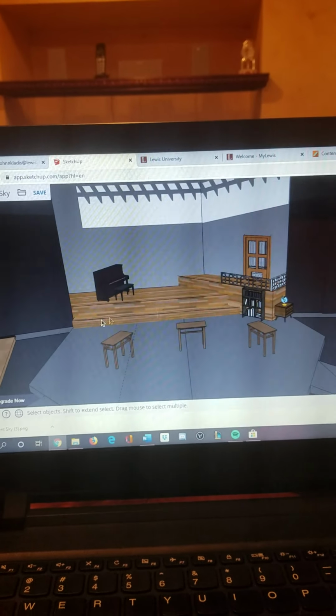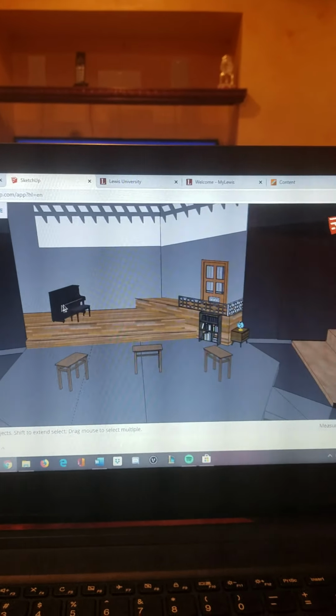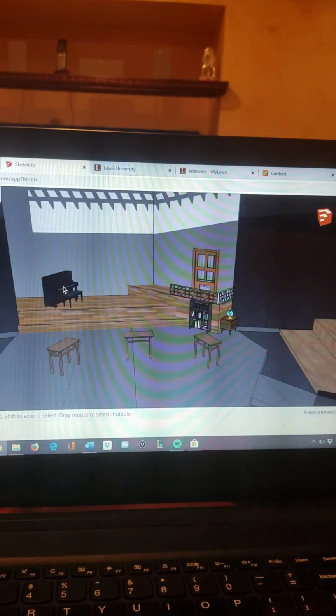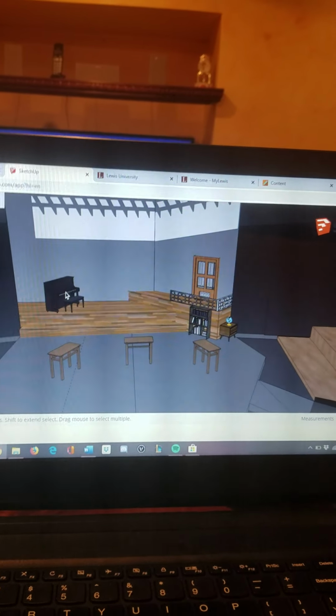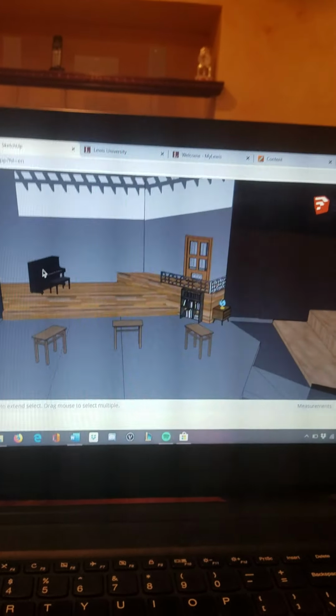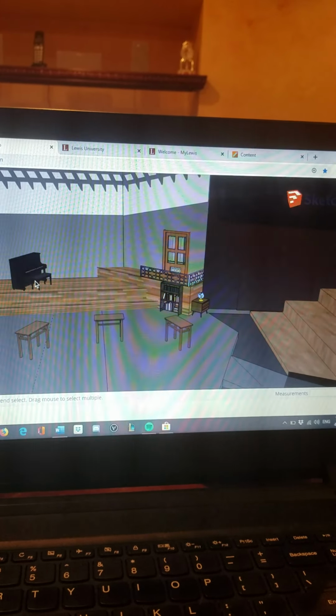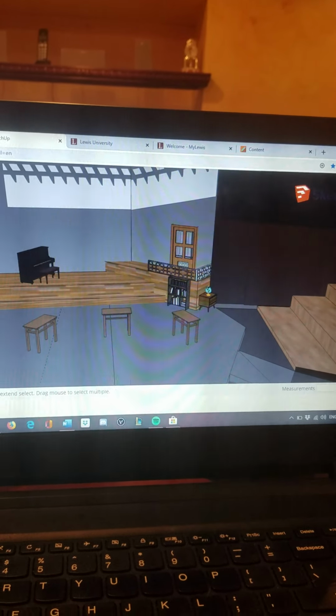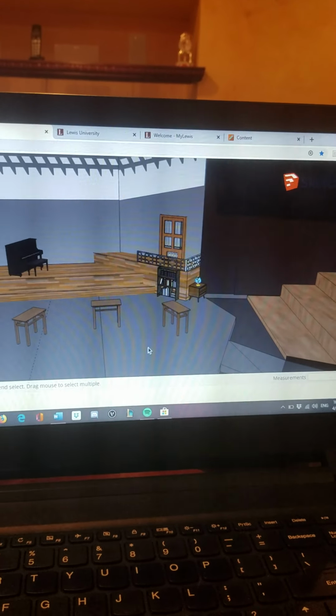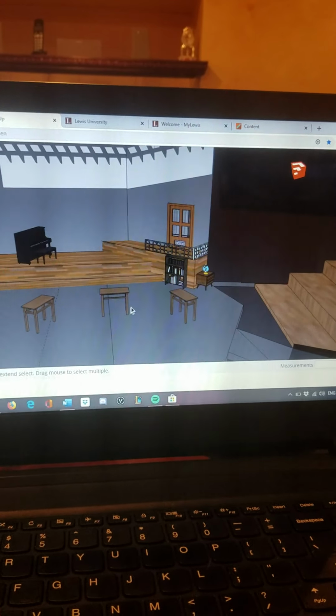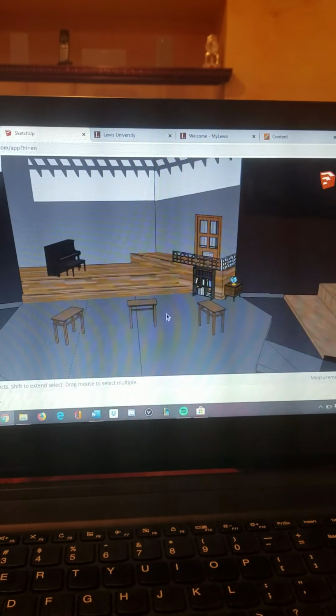So let's say theoretically we're in the observatory right now. The piano would not be there. I have the piano here, and I'll explain the reason for that later. But the piano would be off stage. It would be off stage right, and everything else would stay the way it is. So this would be the observatory.